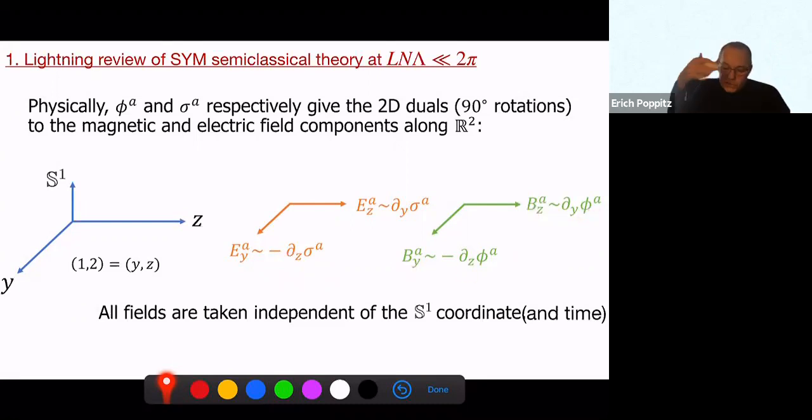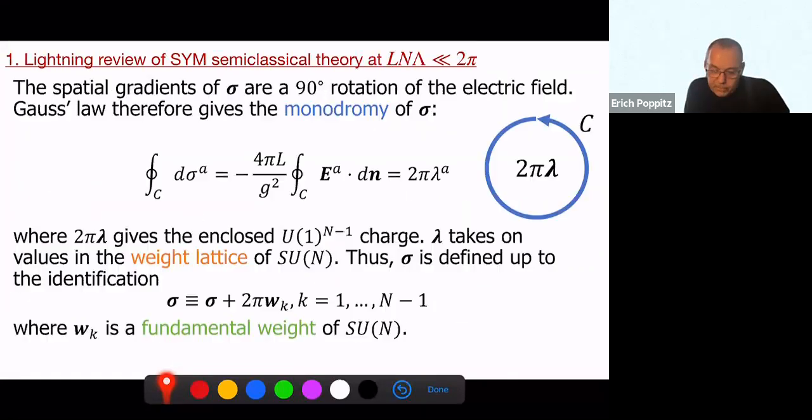This is just useful to keep in mind because we want to translate to physics in 4 dimensions. Because the spatial gradient of the dual photon is a 90-degree rotation of the electric field, consider a charge placed here at the origin, and say this charge is 2 pi lambda, where lambda is a vector of the U1 to the n-1 charges. If you consider Gauss's law, the flux of E through this circle is given by the monodromy of the dual photon. So the dual photon field has a monodromy around charges, which is 2 pi lambda.